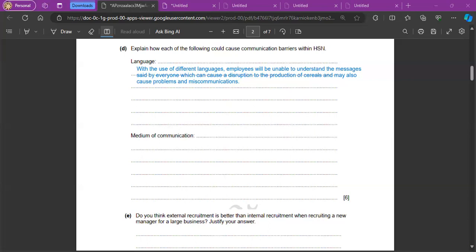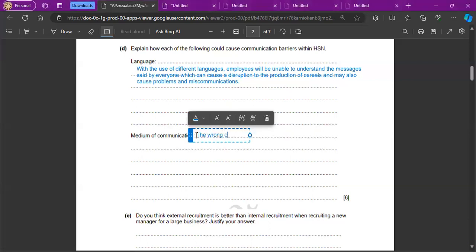And for example, if the communication chain is too long, the message may be lost. So it's important that it goes smoothly, or you only need one medium of communication for the message to be reached to that particular person. So what I would say is the wrong channel may be used, so messages may not be seen by all 600 employees.